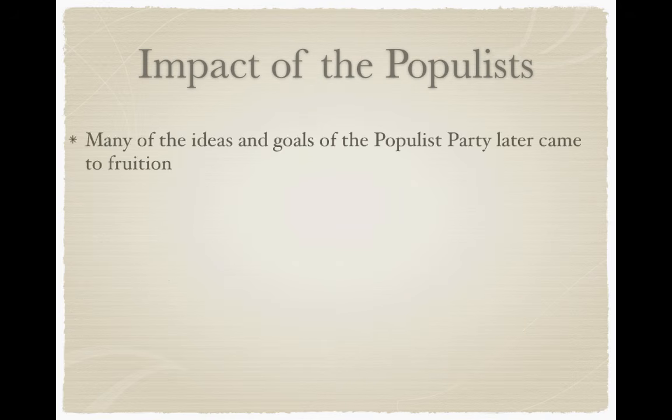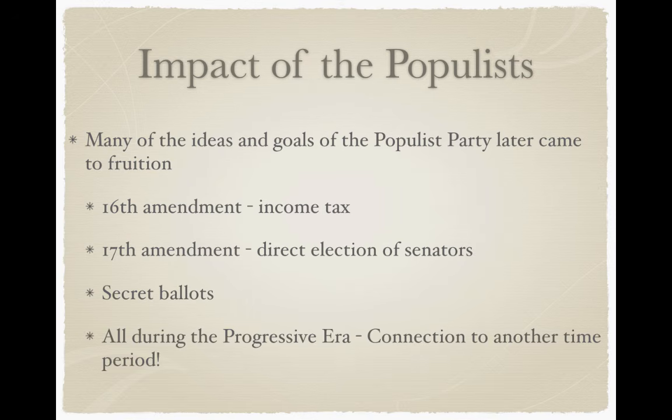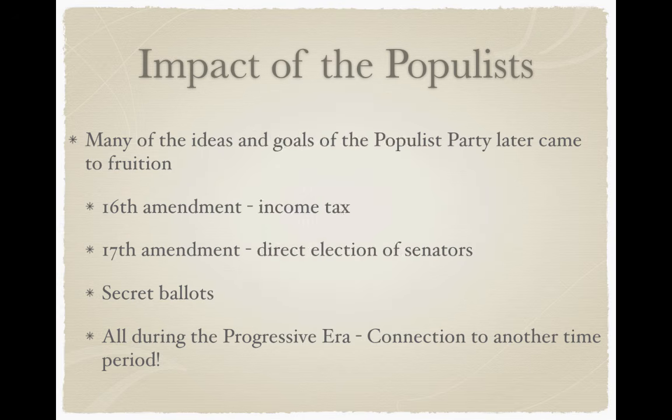Okay, so what was the impact of the Populists? Well, many of the ideas and goals of the Populist Party later came to fruition, as I mentioned earlier. The income tax that they called for, that's seen in the early 1900s with the 16th Amendment, as is the direct election of senators with the 17th Amendment, and secret ballots as well come into play in the early 1900s. And this is all during the Progressive Era, which is a part of Teddy Roosevelt's presidency. This is a great connection to another time period. So even though the Populist Party itself doesn't implement these ideas, their ideas will later be implemented.